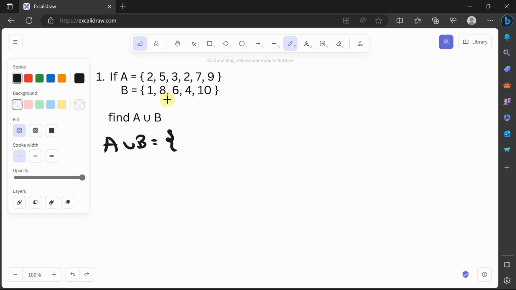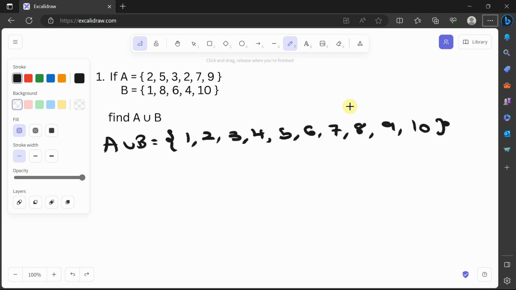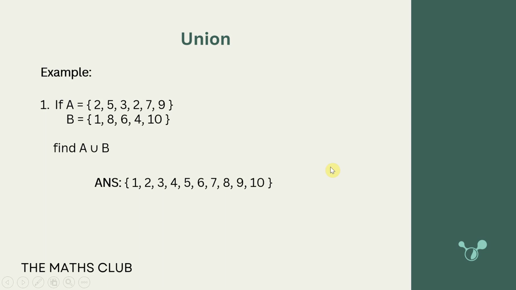If I look at A and B, the least value is 1. The second least value is 2. Of course, there are two 2s, but there's no repetition in a union. Then there is 3 from set A, 4 from set B, 5 from set A, 6 from set B, 7 from set A, 8 from set B, 9 from set A, 10 from set B. Is there anything else? No, so 10 is the highest number. So the union is just the numbers from 1 to 10 without any repetition. Let's see if we're correct. Great, you can see our answer is correct.